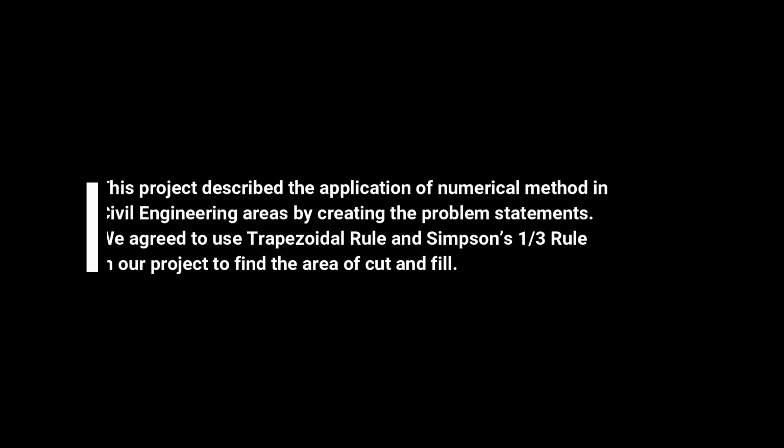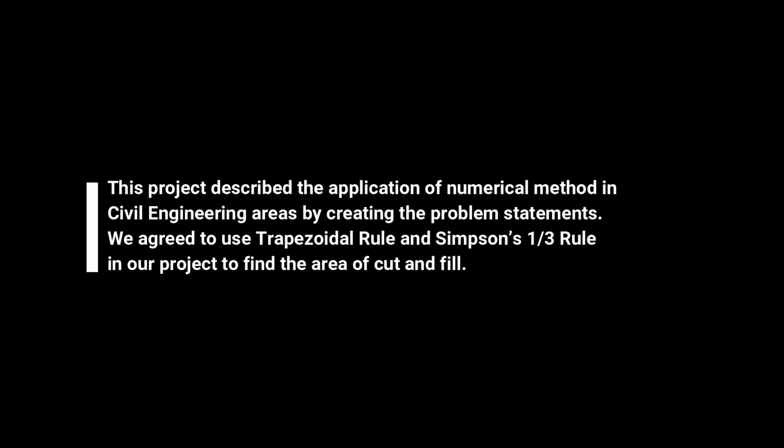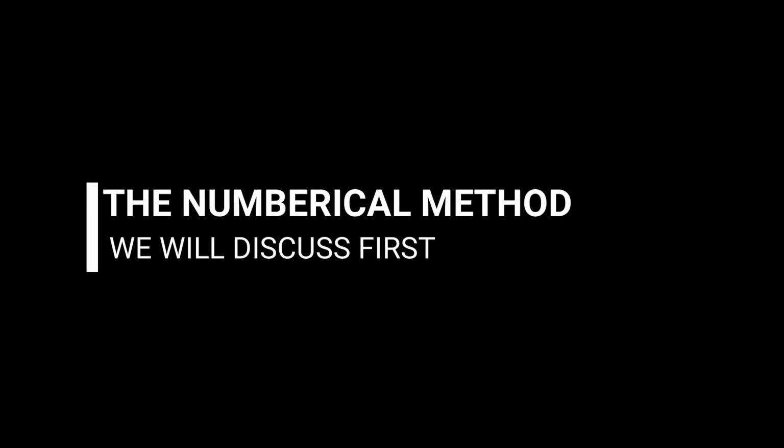Background of project. This project describes the application of numerical method in civil engineering areas by creating the problem statement. We agreed to use trapezoidal rules and Simpson's 1/3 rule in our project to find the area of cut and fill. The numerical method we will discuss first is called the trapezoidal rule. The area under a curve is evaluated by dividing the total area into little trapezoids. And as we know, a trapezoid is a combination of rectangle and triangle.